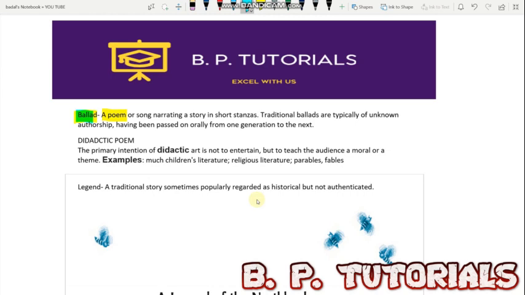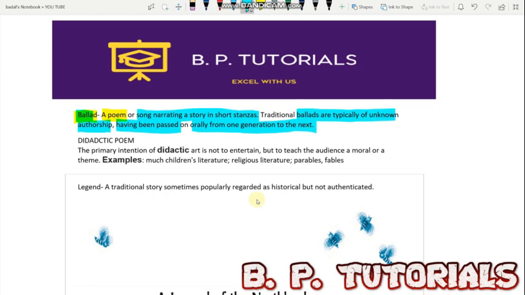See, this poem actually is a ballad. What is a ballad? A ballad is a poem or a song narrating a story in short stanzas. Traditional ballads are typically of unknown authorship, having been passed on orally from one generation to the next.